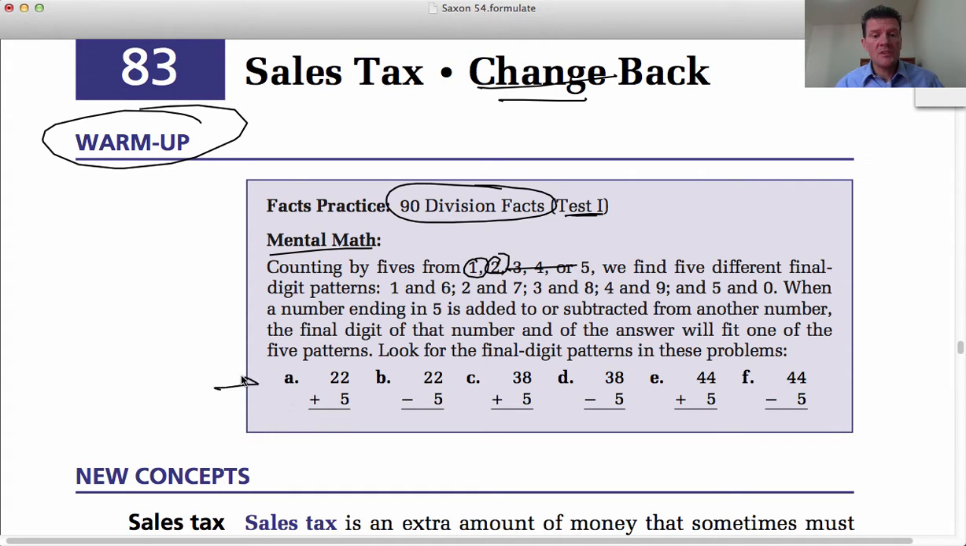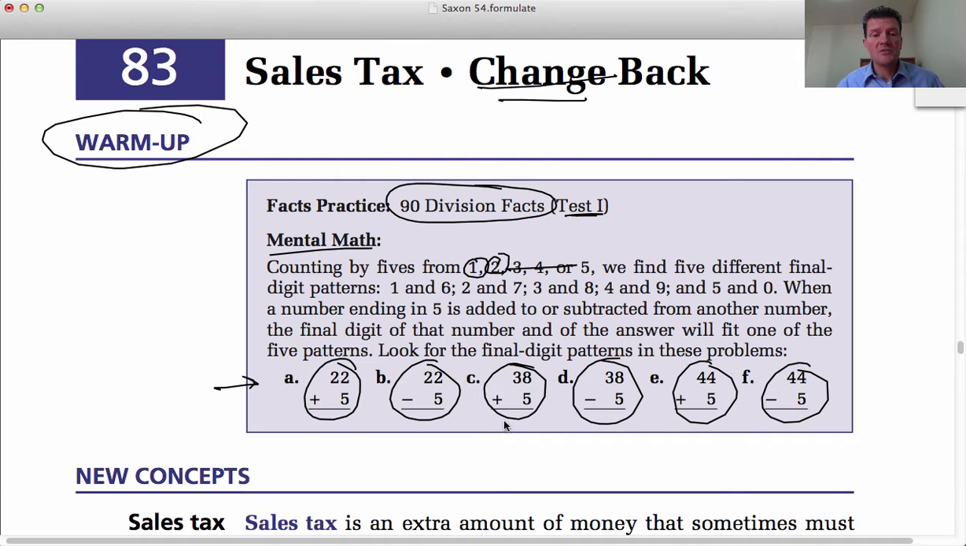Go ahead and do these problems. You'll notice that they chose these problems very specifically. Here it's 22 plus 5, 22 minus 5. Here it's 38 plus 5, 38 minus 5, 44 plus 5, 44 minus 5. So just look for patterns and maybe use the patterns that you discovered up here to draw some conclusions. Mathematics is a lot about pattern recognition, so just take some time and recognize those patterns.